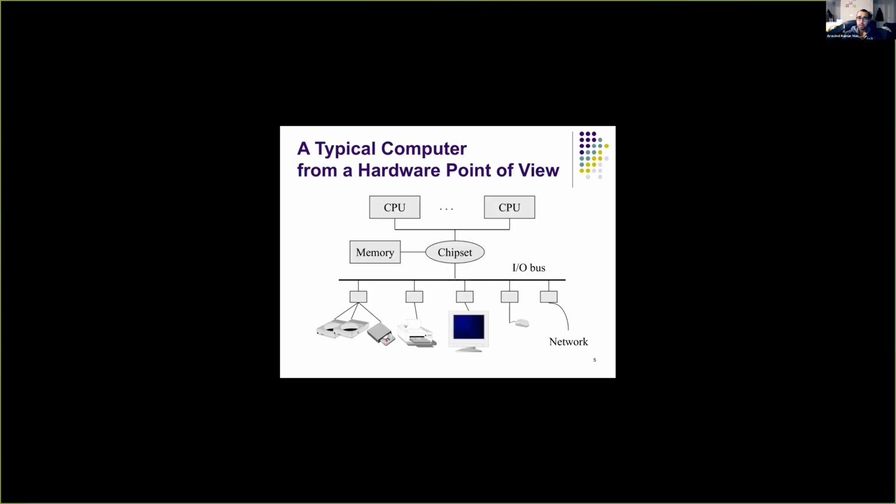So let's look at a typical computer from hardware point of view. From the hardware point of view, a computer contains CPU. CPU stands for like processor, central processing unit. It has memory, and we have chipset that controls, that basically is an integrated circuit that connects all the components. We also have various input output devices like disks, printer, monitors, and we have network cards, we have mouse, so on and so forth. This is from hardware point of view.